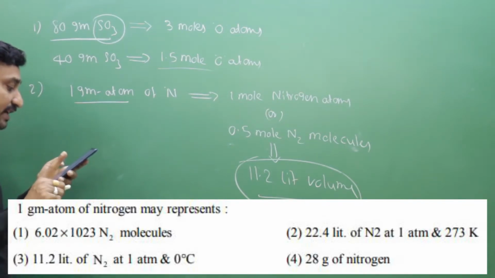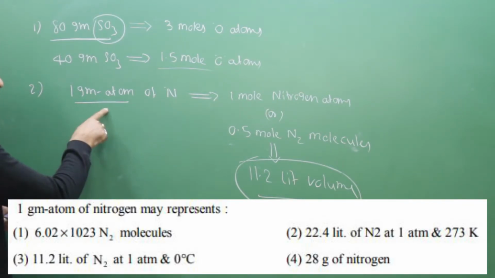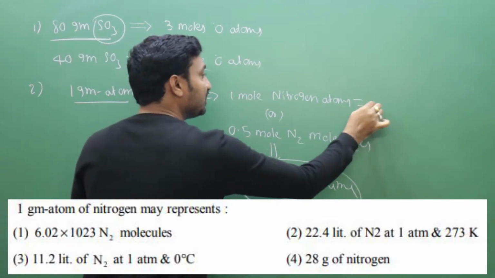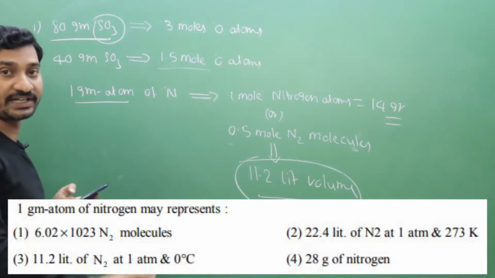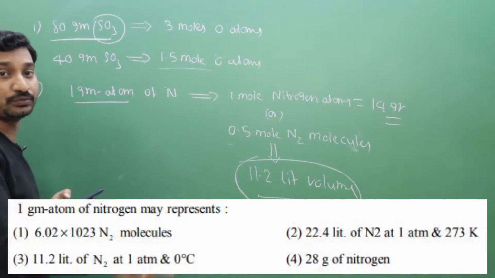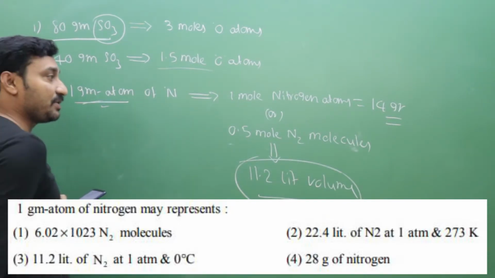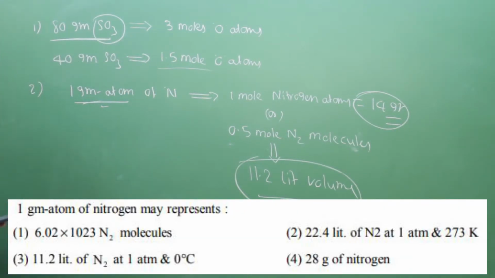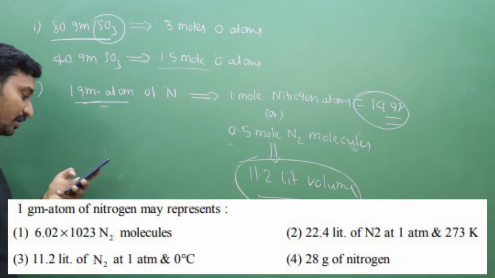Why? Because of 28 grams of nitrogen. 1 gram atom of nitrogen is equal to 1 mole of nitrogen atoms, which is equal to 14 grams, not 28 grams. 28 grams is N2, but 1 gram atom of nitrogen represents 14 grams of nitrogen only. Hence what is the right answer? Third option. Got it? Next one.